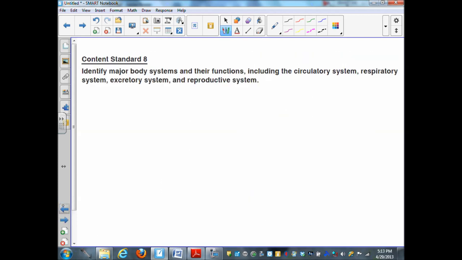Now, you'll notice that this content standard does not mention the digestive system. In the handout that I gave you, I do have the digestive system listed. But as far as this content standard goes, you are not going to be expected to know the digestive system. You should know that that's your stomach and the small intestine and the large intestine. But this is saying specifically that you need to know the circulatory, the respiratory, the excretory, and the reproductive. It does not say the digestive. So you can hold off on focusing too much on that. Okay? Just a quick review of content standard number 8.